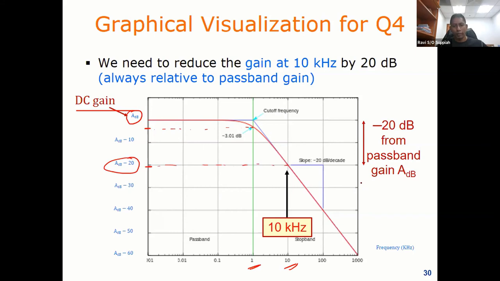By specifying a cutoff frequency of 1 kHz, you are actually able to fulfill the requirement that at 10 kHz, your gain has reduced by 20 dB.